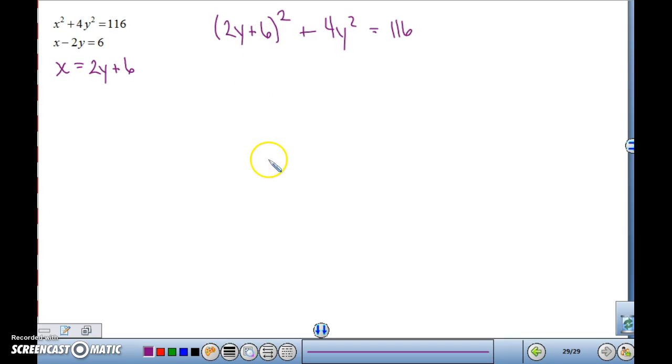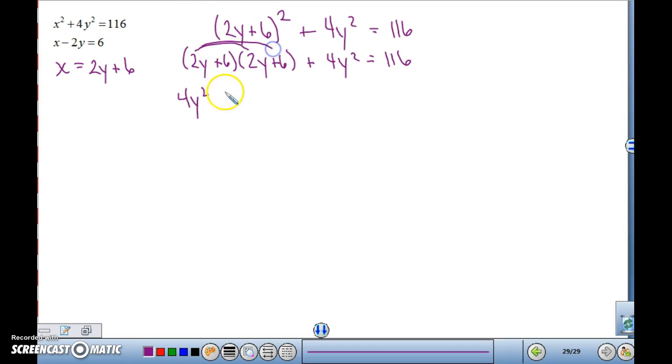Now the reason I said to use your parentheses, because you have to square this entire thing. How do you square 2y plus 6 quantity squared? You have to FOIL it. There's no shortcut. You have to FOIL it. So 2y plus 6 times 2y plus 6, you have to FOIL to get your answer. First, 4y squared. Outside, 12y. Inside, 12y. And last, 36 plus 4y squared. Don't forget the rest of your equation, equals 116.